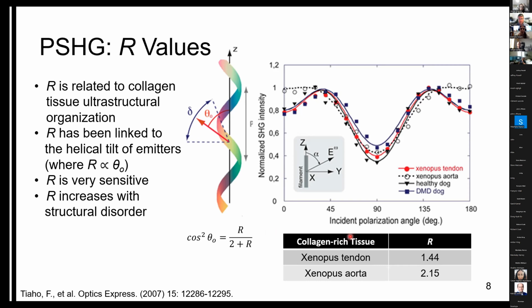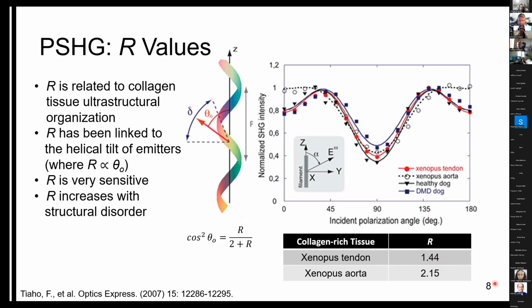So one early example was nicely shown by Tiaho and coworkers in 2007, where differences between different types of type 1 collagen can be visualized by plotting the total SHG intensity as a function of the polarization of the laser. So this is a similar experiment to what we do, except that no analyzer is used. And so here you can see different curves that fit for different types of collagen, and in particular, the collagenous tendon from a frog, you can see its R value is very different from collagenous aorta from a frog.